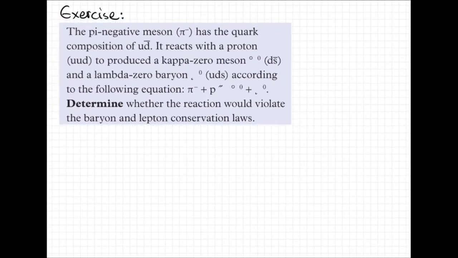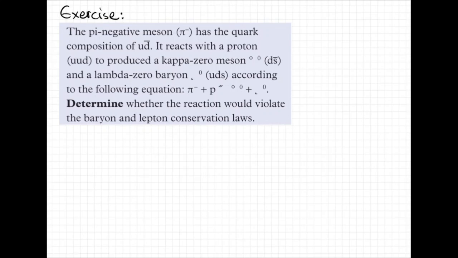So pi negative meson, just a type of meson. You can call it a pi meson for all I care. There's a pi positive and a pi negative. They're the antiparticles of each other, anti-mesons of each other. So pi negative meson is a meson with up, anti-down. It reacts with the proton, which is up, up, down, to produce a kappa 0 meson.